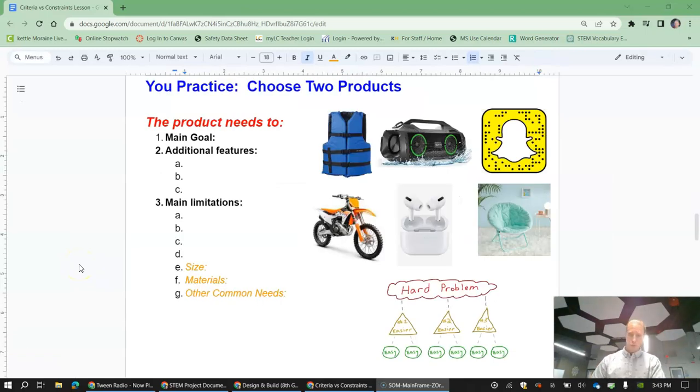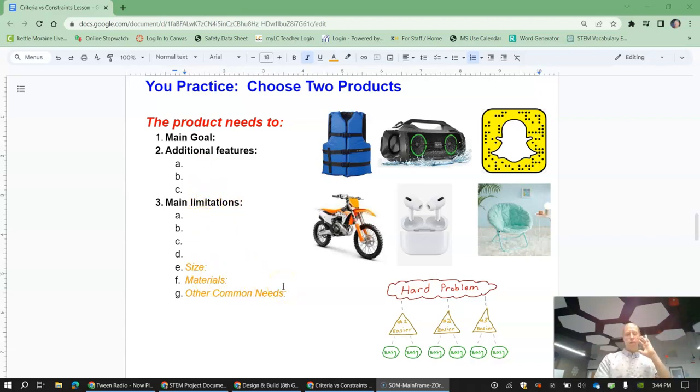Here is my challenge for you. Now I want you to apply what you've learned here and practice identifying the needs for at least 2 different products as shown here. We have a life jacket, a waterproof boombox, a social media app like Snapchat, a dirt bike, earbuds, and a fluffy bowl chair. So my challenge for you right now is for at least 2 of these products to identify the needs. You need to identify the main goal. So write out the main goal of the product, what it's supposed to do, additional features that the product could or should have, and then some other main limitations related to that product.